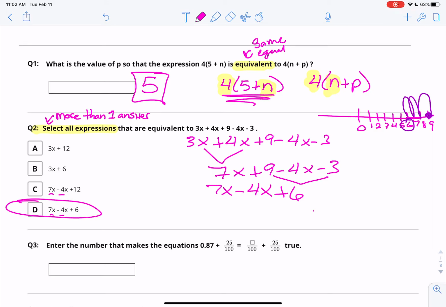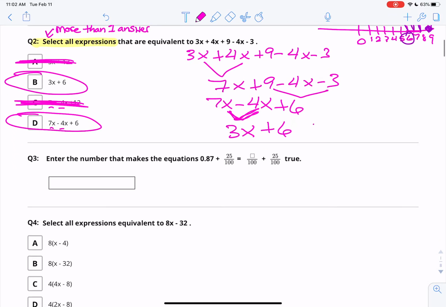And C can't be right because they have a 12 and there is no 12. Now I look at A and B, and I notice there's a 3x plus a number. So that means they had to have combined the 7 and the 4. And sure enough, 7x minus 4x is 3x. And then we just drop that 6 down and we get plus 6. And that matches B. You don't get a plus 12, so A cannot be the right answer. So our answers are B and D.